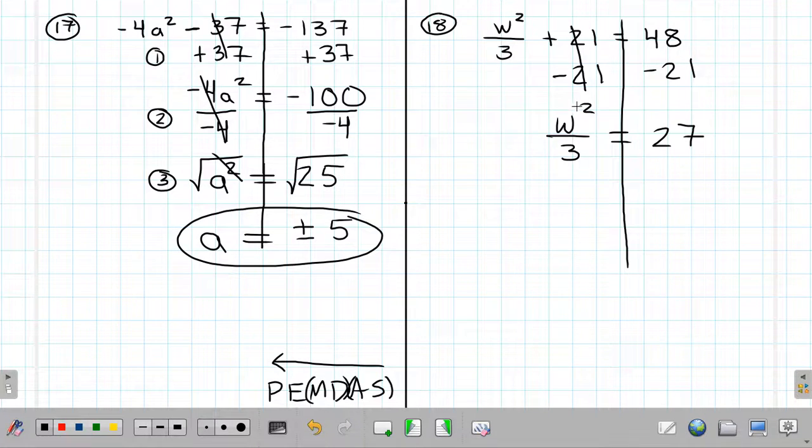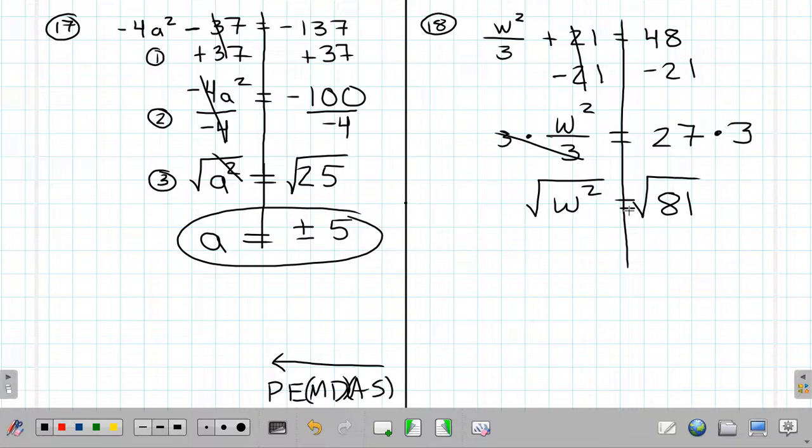Much like over here, where we had a squared times -4, now we have w squared divided by 3. So w squared was the exponent, then divide by 3. That means we need to multiply times 3, then take the square root. So that goes away there. W squared is equal to 81. As always, last step here, take the square root. So we get w is equal to the square root of 81.